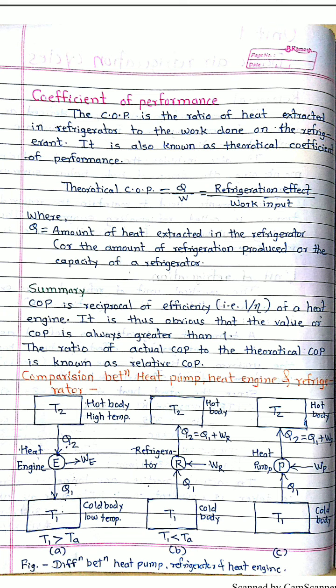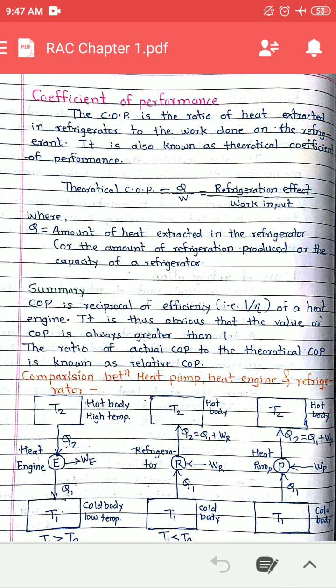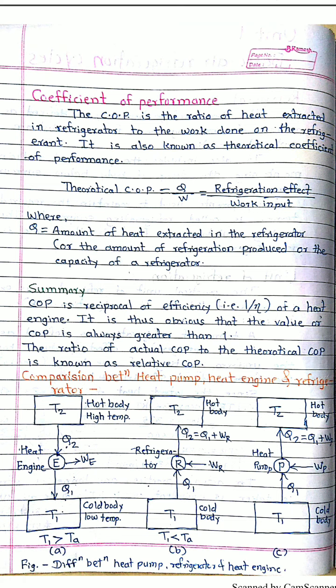Therefore, the amount of heat extracted in the refrigerator is also called the amount of refrigeration effect produced, or the capacity of a refrigerator. So this Q is considered as such. In different places different terms are used for this: in some cases the refrigeration effect, in some cases the heat extracted, and in some cases the capacity of a refrigerator.